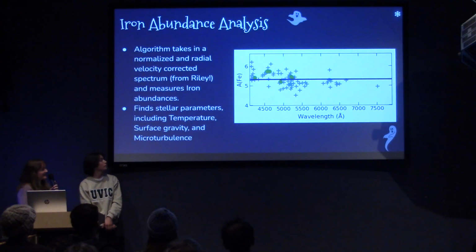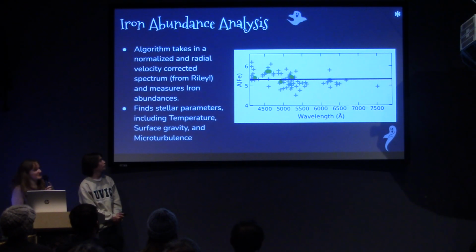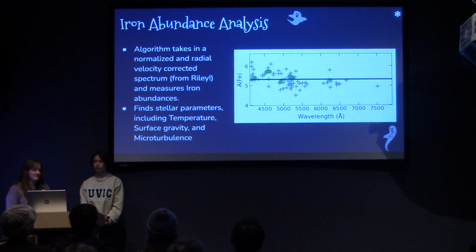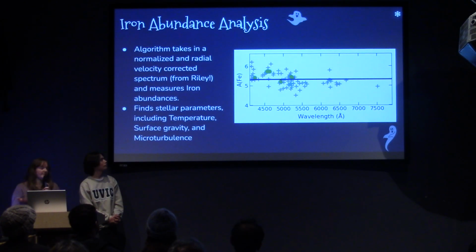So my task was basically to take our spectrum of a star and measure how much iron is going to be in it. Of course, I'm taking a spectrum that Riley has already radial velocity corrected, and it's normalized, so it's been processed, and now it's my turn with it. Out pops some information from our algorithm. We're learning a lot more about our stars. We can measure the temperature of our star. We can measure some other things. We call it surface gravity and microturbulence. I'm not going to concern myself with this.